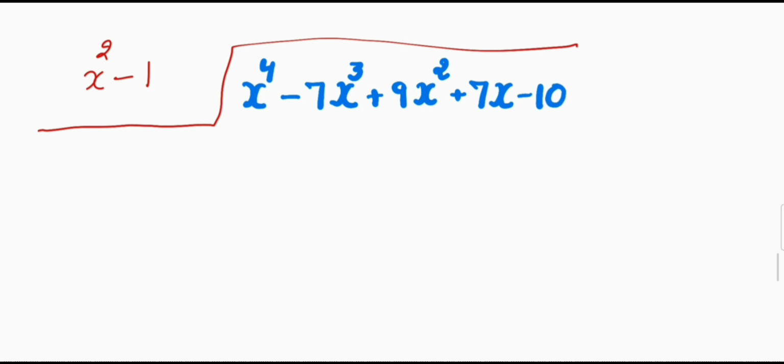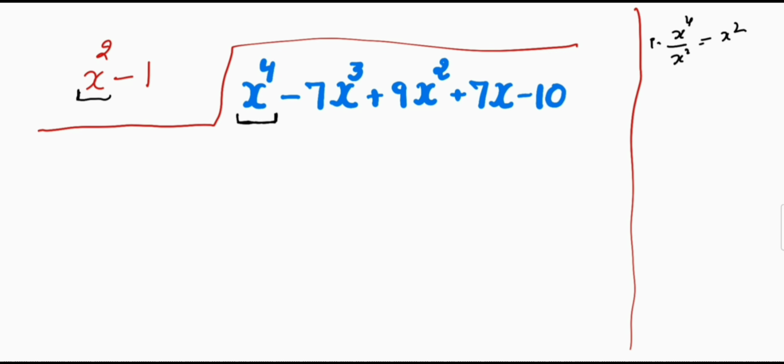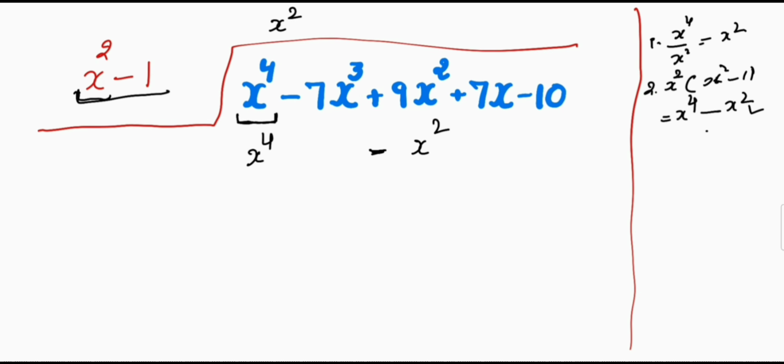So first step, we'll divide the first term of f(x) with q(x), which is x raised to power 4 divided by x square, we'll get x square here. So we'll write x square here, and the second step is we'll multiply this x square with x square minus 1, meaning q(x). So we'll get x raised to power 4 minus x square. We'll write this x raised to power 4 minus x square here.